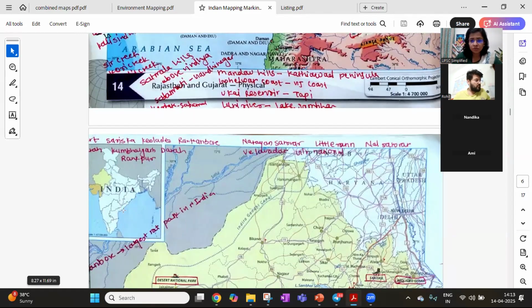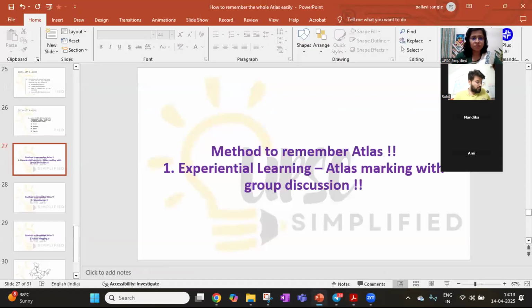Now let us go to the agenda of this session. All of you, I am stopping the presentation. All of you now open your atlas. Now take a red pen, blue pen, black pen, 2 3 different types of pen. And now I am doing this for you for this Indian atlas. You can make your group and do the rest of the map.